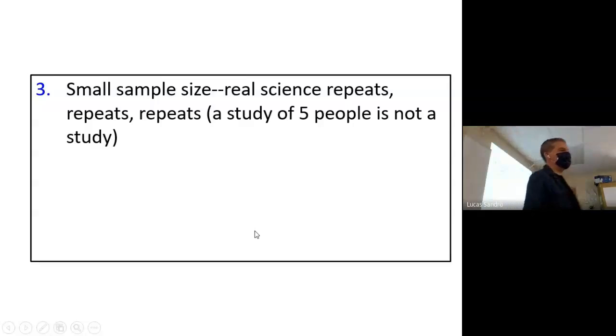Small sample size. Which we talked about. Typically, small sample size equals bad. The study of 5 people is not a study. And we will stop there.